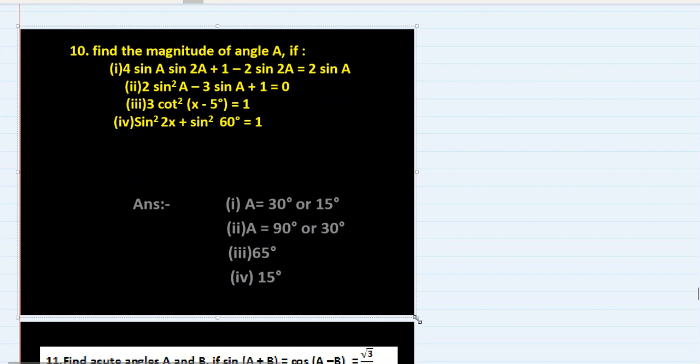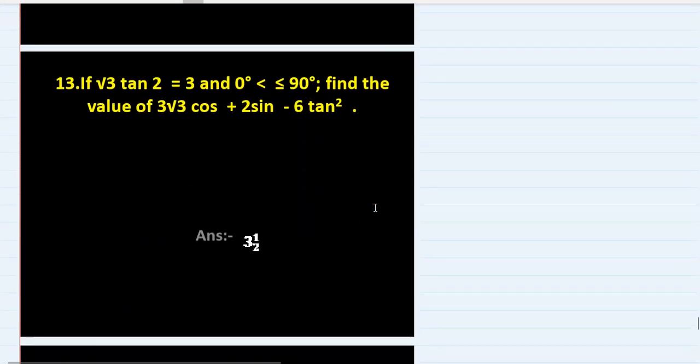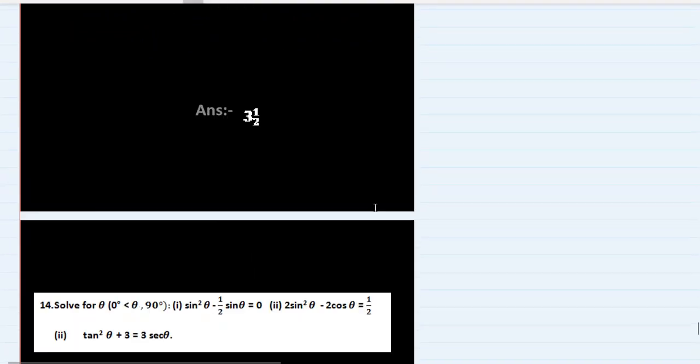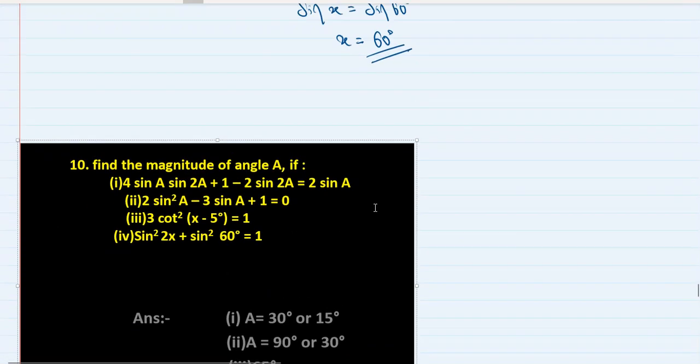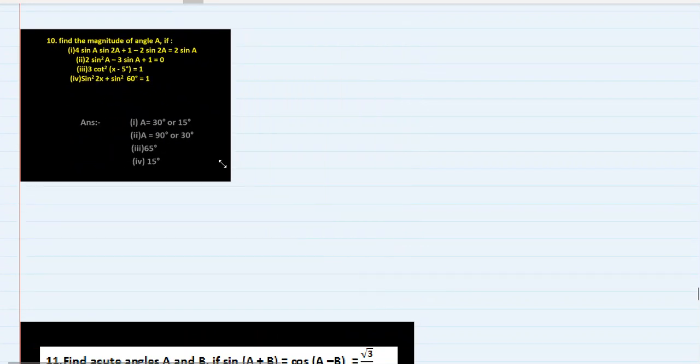Okay, here come some complicated questions. So question number 10, 11, 12, 13, 14. These 4-5 questions are a little lengthier compared with the whole chapter. This is the only lengthy part. Up to here, the questions were quite simple and easy. But now comes the little lengthier part. Please pay attention.